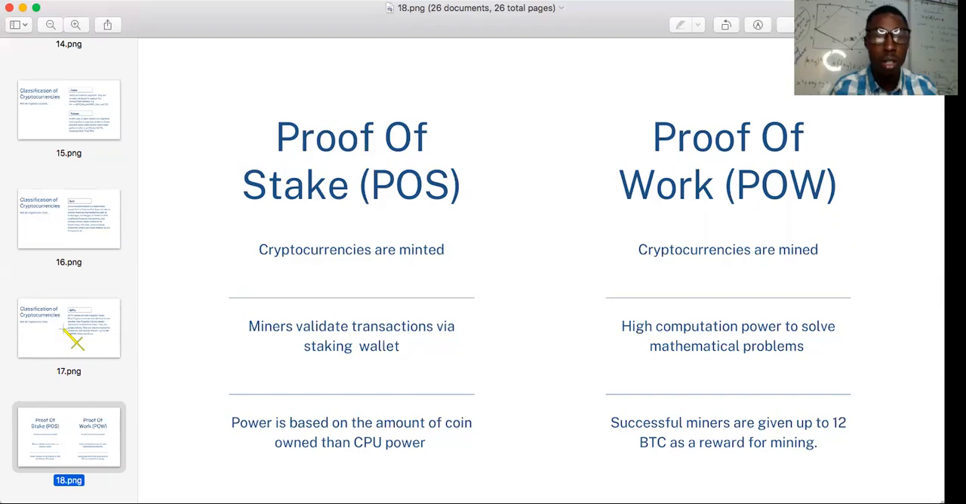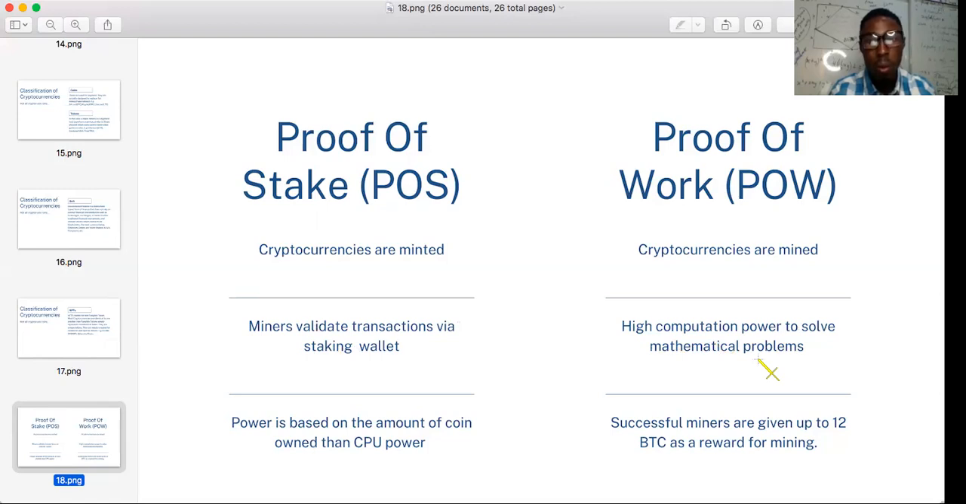In proof of stake, cryptocurrencies are minted, while in proof of work, cryptocurrencies are mined. When you say minted, they are reproduced. Mined, they are created by validating transactions. In proof of stake, validators validate transactions via a staking wallet. But in proof of work, high computation power is used to solve mathematical problems. So the miners solve problems, and the person who is able to solve a particular mathematical problem validates a particular block.